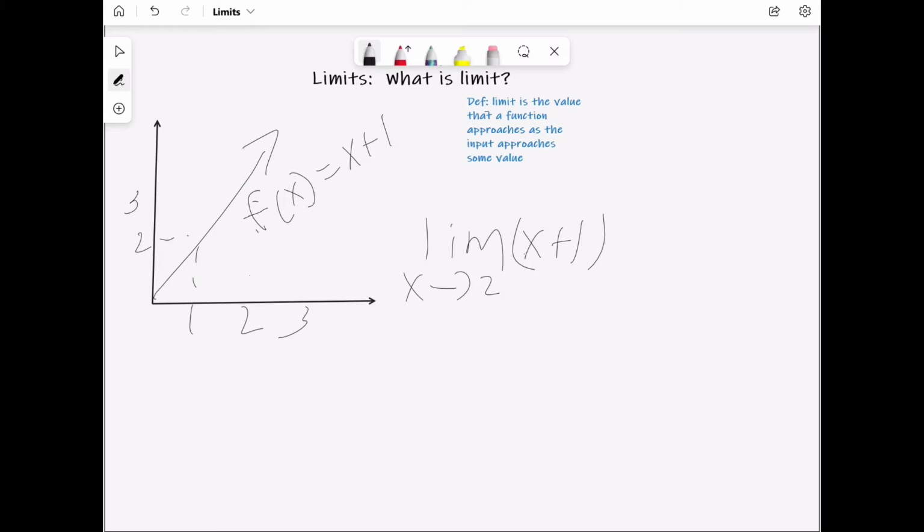x plus 1 is the function. Then we write what output the function is getting closer to. As x approaches 2 in the function x plus 1, what does the function output become? Now we can just easily substitute it in and find out, which in this case would just be 3. So basically what this says is, as x approaches the value 2 in the function x plus 1, the function output approaches the value 3.